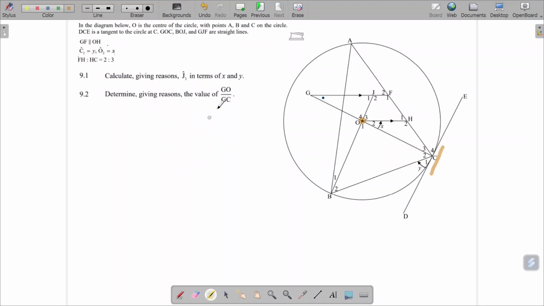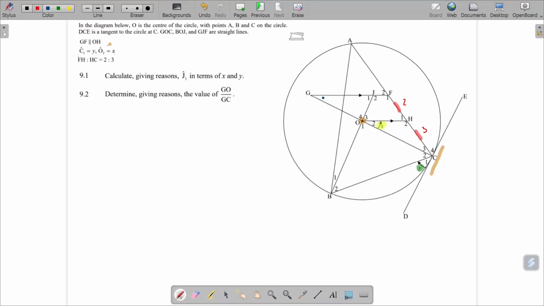We are told that these lines are parallel over here. We are told that C1 equals Y and O2 equals X. Yep, I can see that. There's C1 equaling Y, and there is, let's mark it in yellow, O2 equaling X. And we are told, importantly, that FH to HC is in the proportion 2:3. Okay, so let's proceed and see what we can do with solving this problem.